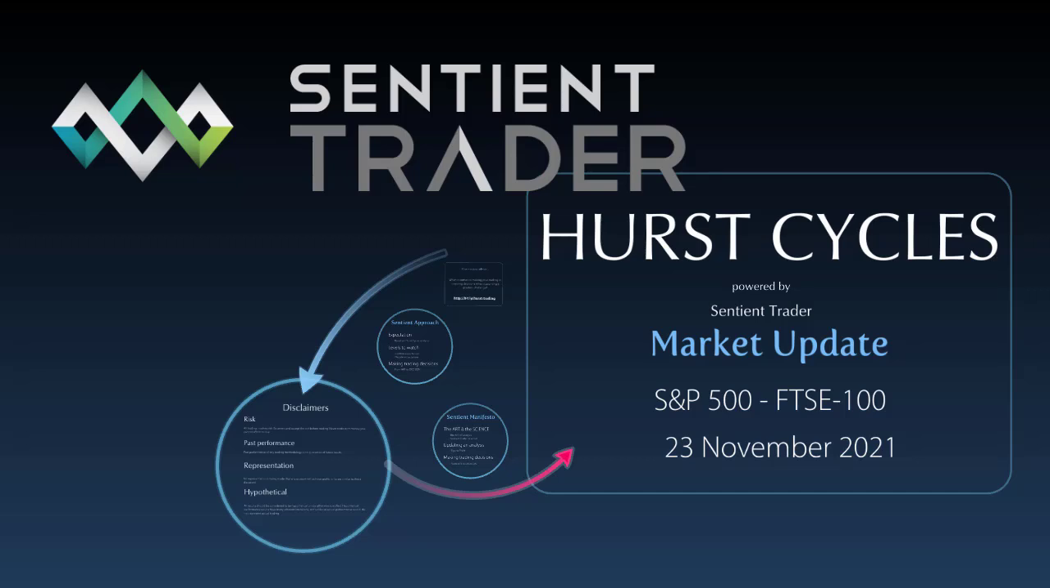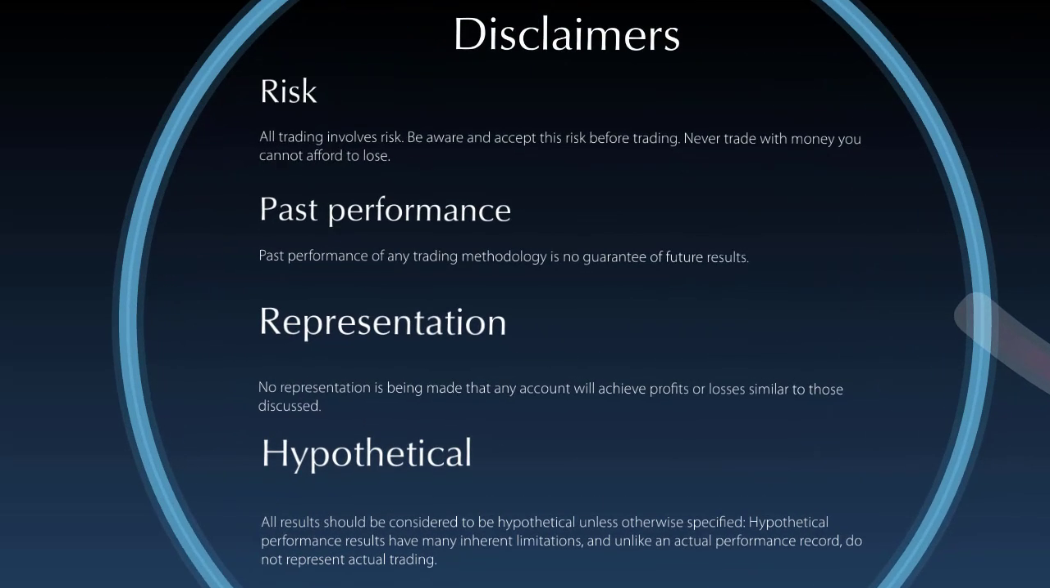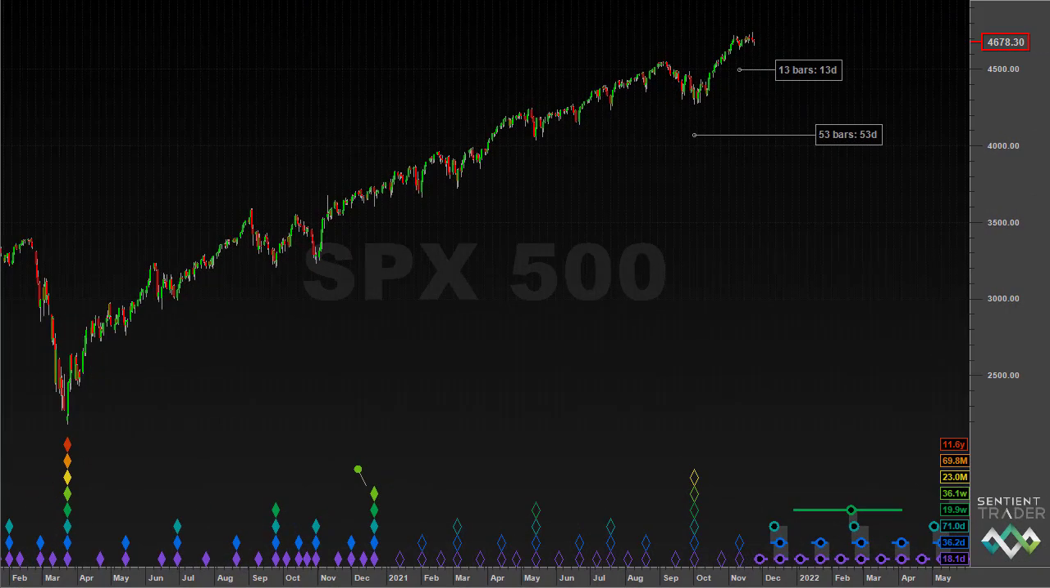My name is David Hickson, and in today's market update we're going to be taking a look at the S&P 500 and also the FTSE-100 from the UK, and we're going to be going back to basics a little bit and discussing the way in which price interacts with the very powerful cycle tool that Hurst discovered, the future line of demarcation. Let's start by taking a look at the S&P 500.